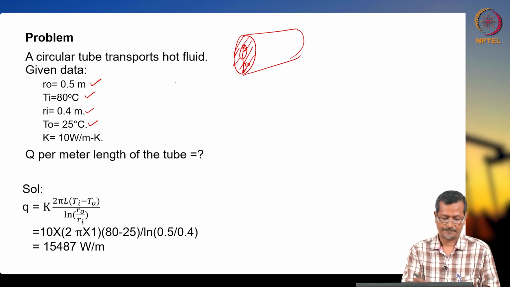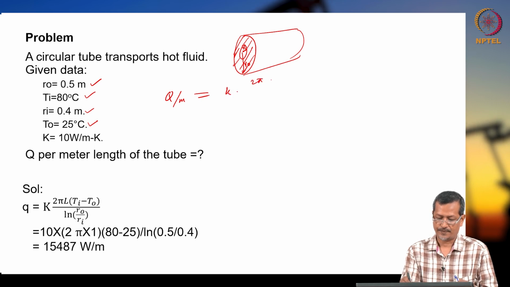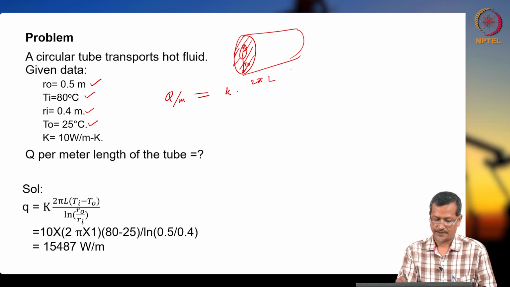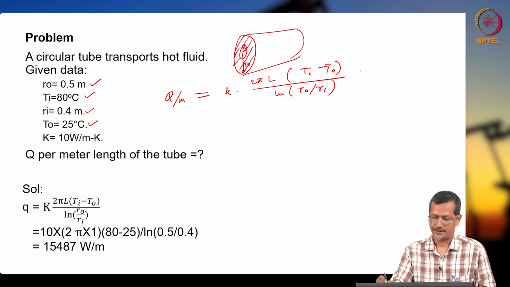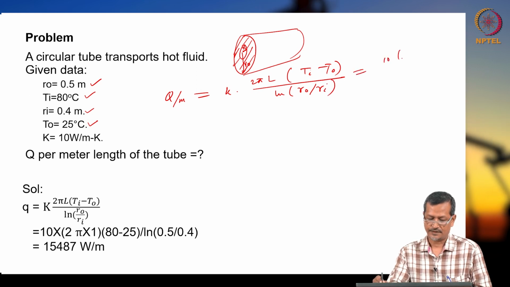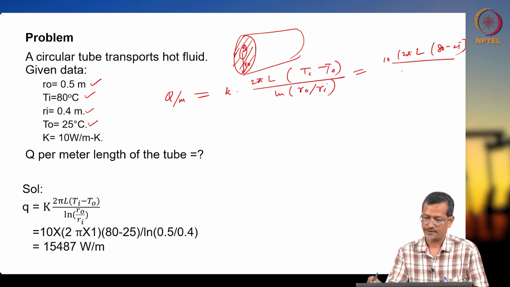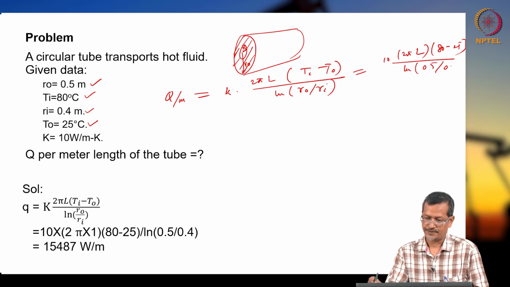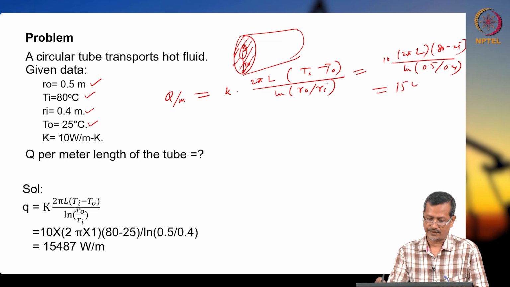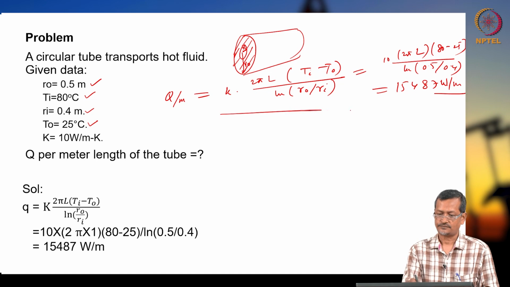So, formula is that Q per meter equals K 2 pi L (Ti minus To) over logarithm of Ro by Ri. So, the value is like 10 times 2 pi L times (80 minus 25) by logarithm of 0.5 by 0.4 equals 15487 watt per meter. So, this is the solution.